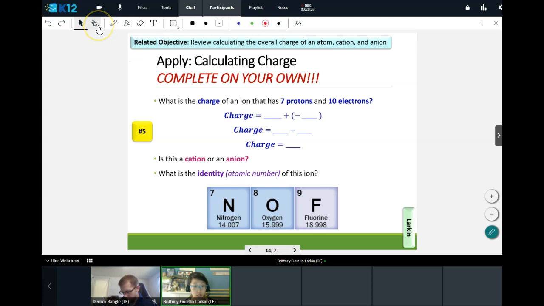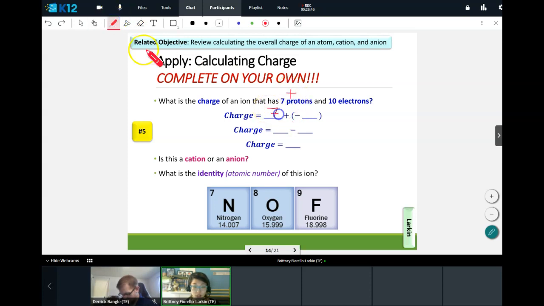So the question is, what is the charge of an ion that has 7 protons and 10 electrons? Go ahead and tell me in the chat. Protons, should that be a positive 7 or a negative 7? Thank you, Monse. Thank you, Landon. Micah. Yes, exactly. This one will be our positive 7.